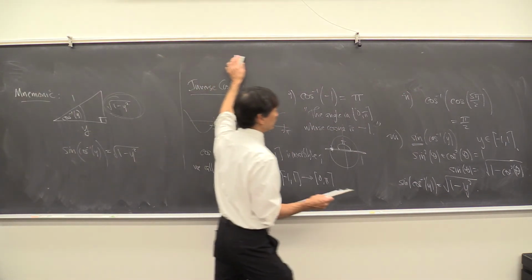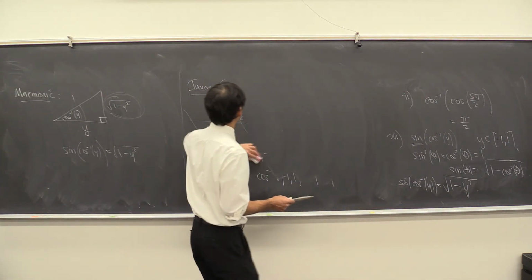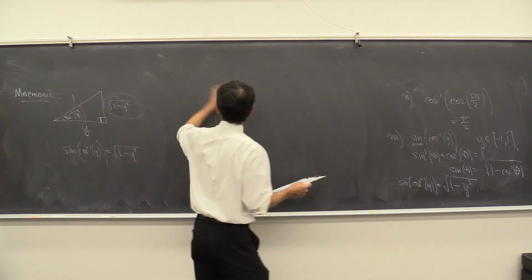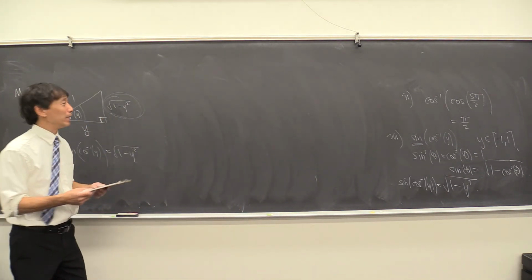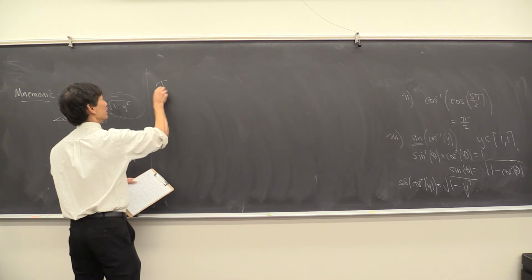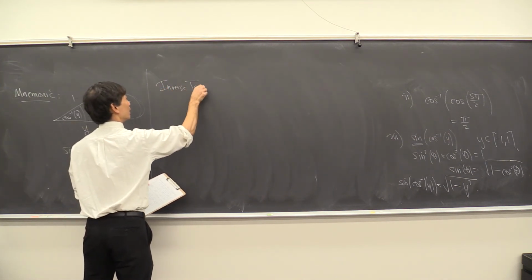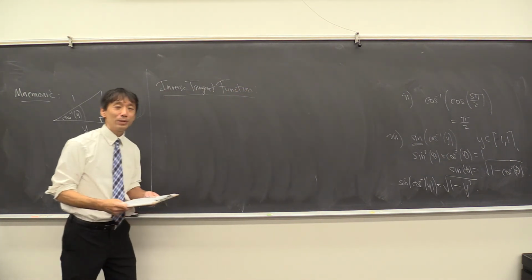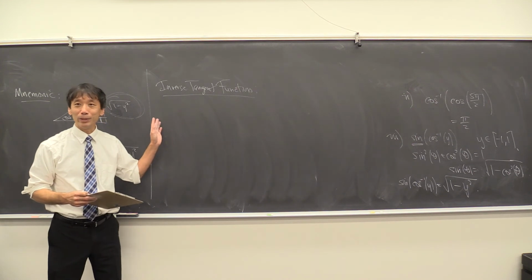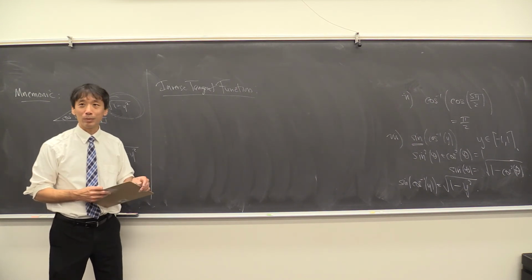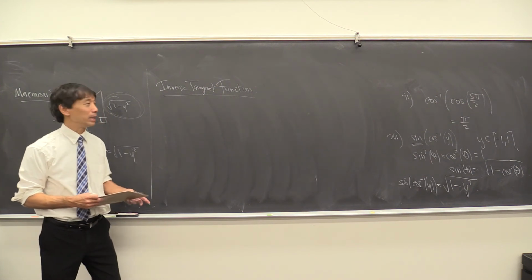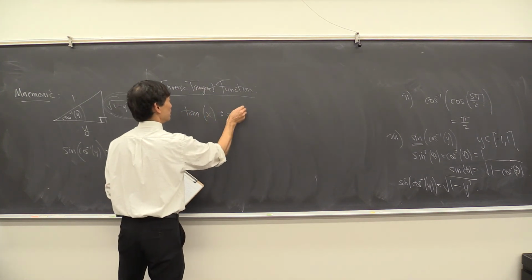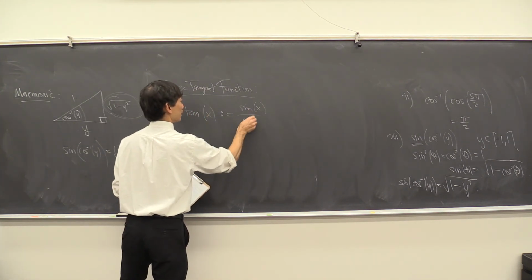So there's one last function, which is the inverse tangent function. We haven't really talked about the tangent function. What's the tangent function? I'm hoping that you have read it in the book, but can somebody tell me what the tangent is? Sine over cosine, right? So tangent is defined as the sine over the cosine.